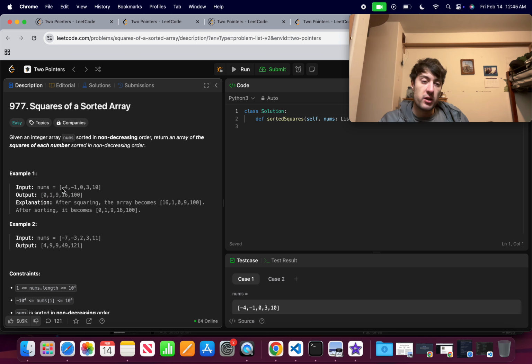What if I just do an in-place operation? I take this and square all of them. That's O of n, so that's fine. So I square them all, and then I sort it. Now instead of doing the operations at the same time, I just square them all, then I try to sort it. So how can I sort an array in place? That's the question I'm asking right now.